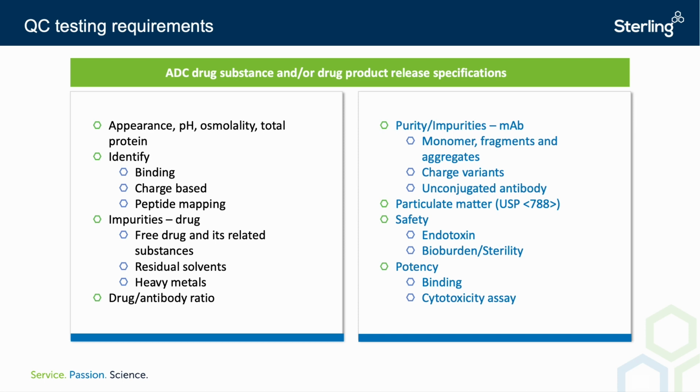In black are the requirements for a typical antibody. For ADCs, there are additional considerations due to the conjugation of the drug to the antibody, and these additions are shown in blue. Uniquely, we must monitor a property called the drug-to-antibody ratio.